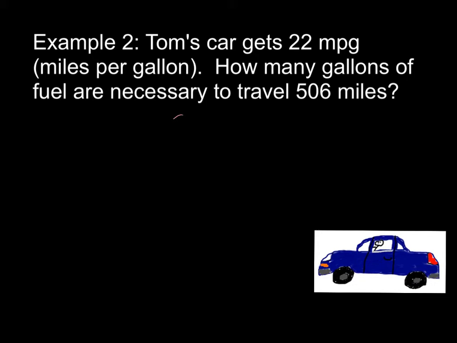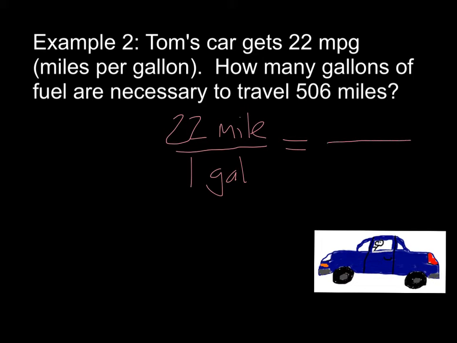So our initial situation is it takes 1 gallon, and in that 1 gallon he can travel 22 miles. So we have this ratio, 22 miles to 1 gallon. And we're going to make an equivalent ratio on the other side so that we'll have a proportion to solve. Our mileage was on top in our first ratio, so we'll put our mileage on top of the second one. He has to go 506 miles. How many gallons will that require? There's our proportion.